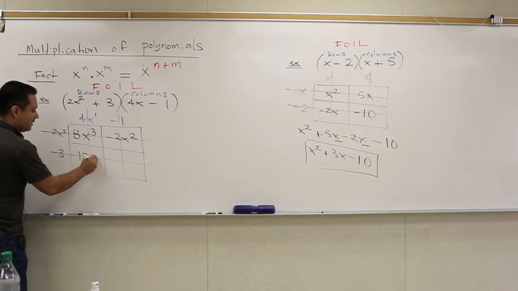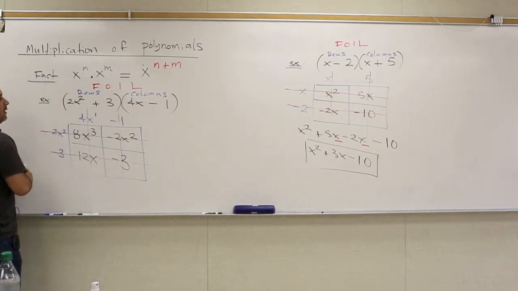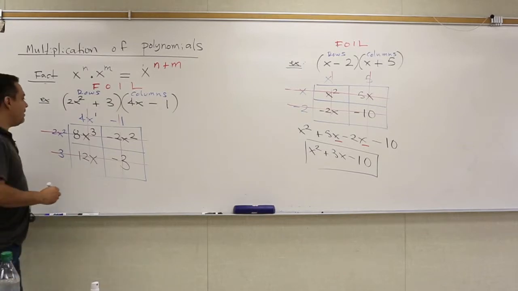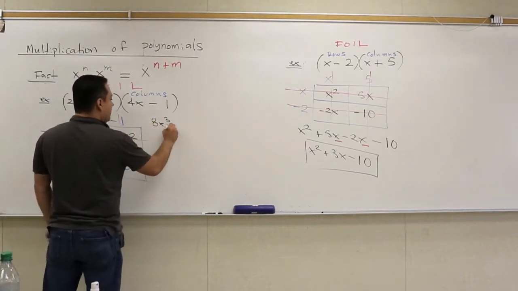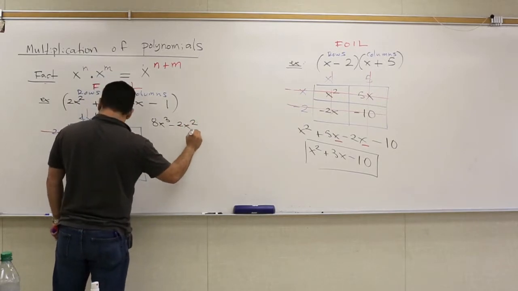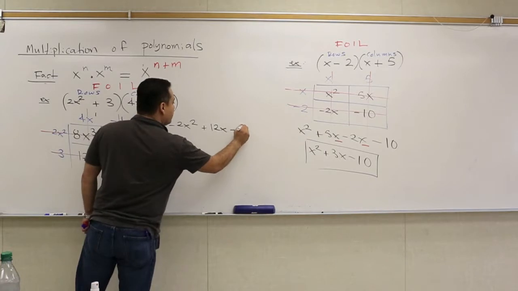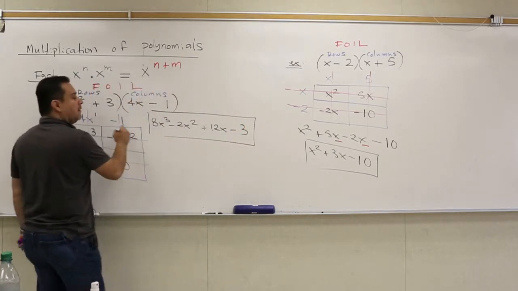What's 3 times 4x? Is that 12x? What's 3 times negative 1? Is that negative 3? What comes next in this process? Don't we just write down every term? So let's write down every term. You get 8x cubed minus 2x squared plus 12x minus 3. And you are done.